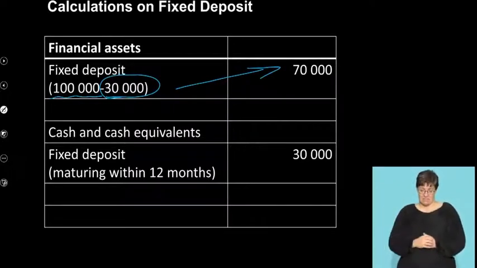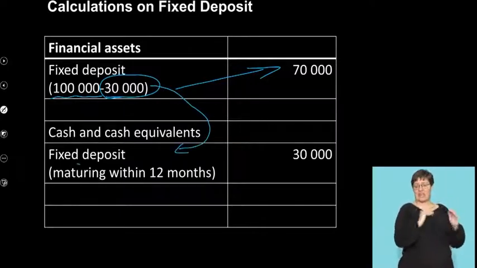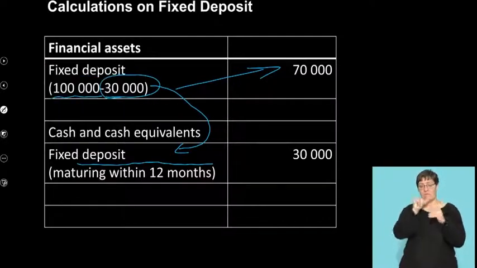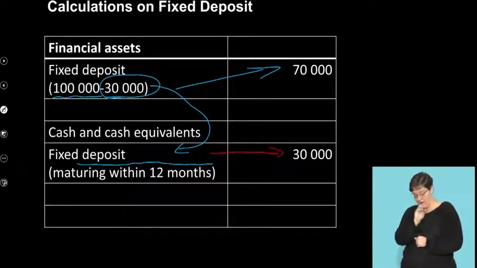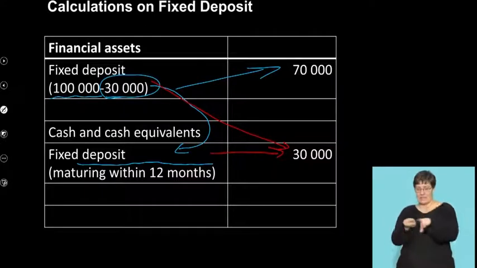Where do I place the 30,000? Under cash and cash equivalents. I say fixed deposit maturing within 12 months, and therefore I have that 30,000. Notice that whatever you subtract there has to be the same figure. So with the fixed deposit as well, what do we do?